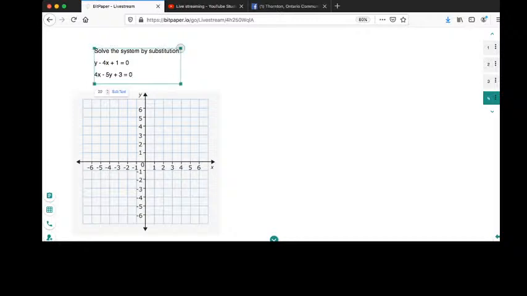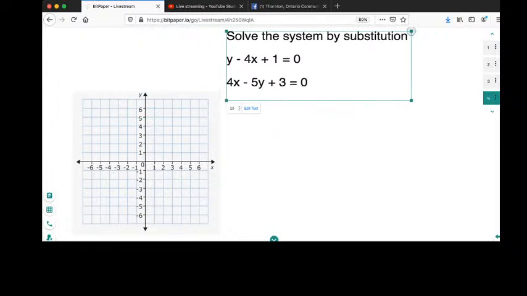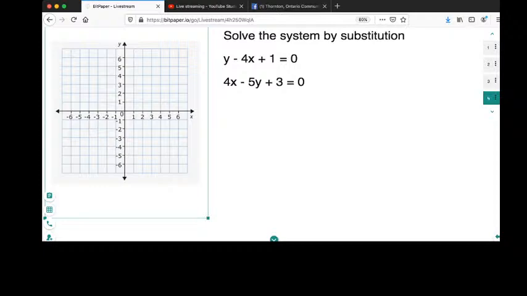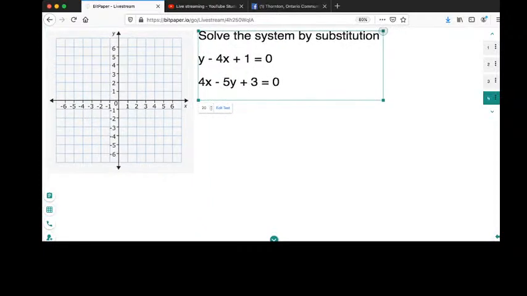Okay, so I hope everyone can see that. This is my question. So we're being asked to solve the system by substitution. And again, when we hear the word substitution, we're really just saying to ourselves, that's a math synonym.